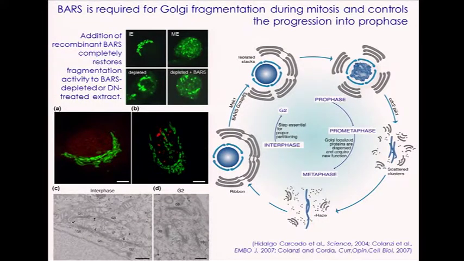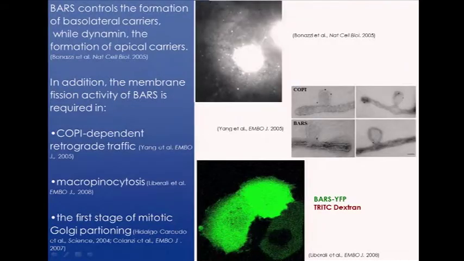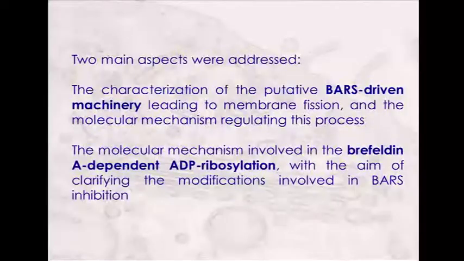In addition, BARS is important in the fragmentation of the Golgi during the cell cycle. Again, I don't have time to go through the data, but suffice it to say that BARS is essential to have the first fragmentation that occurs in the cell cycle, what is called the Golgi checkpoint, which makes the ribbon of the Golgi that you see here organized in mini stacks, and then eventually the Golgi will be totally fragmented. This is a checkpoint to enter mitosis.